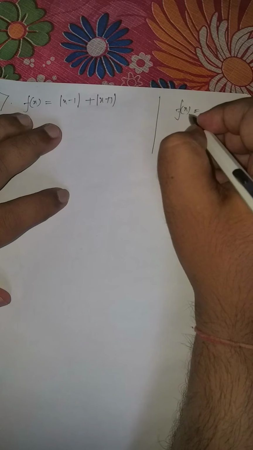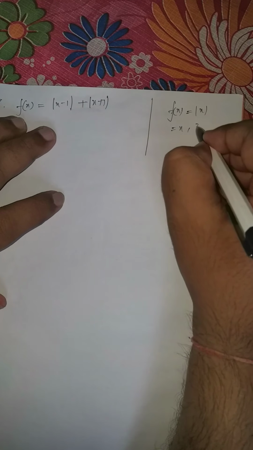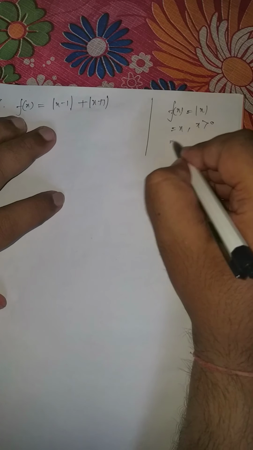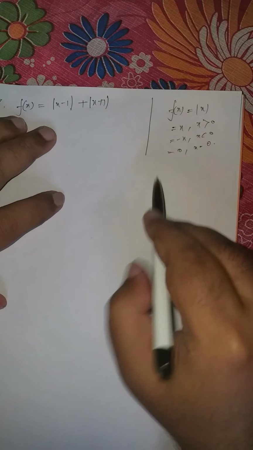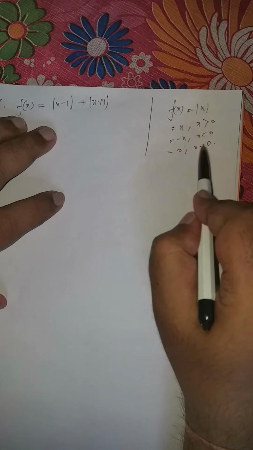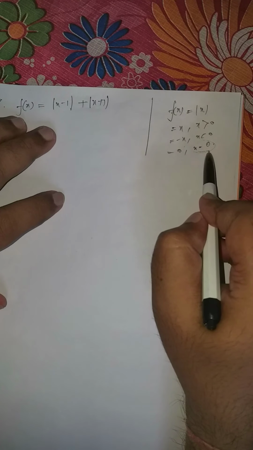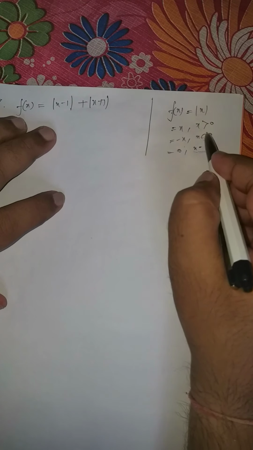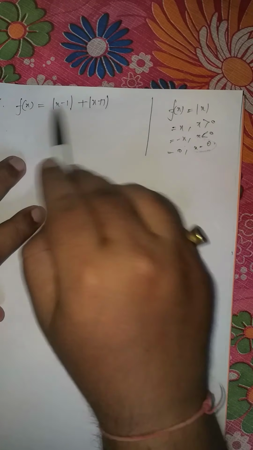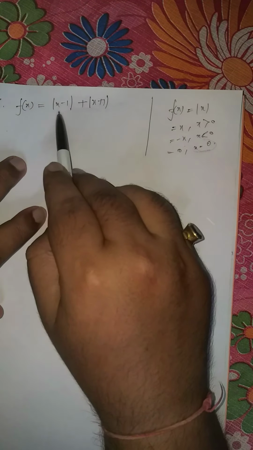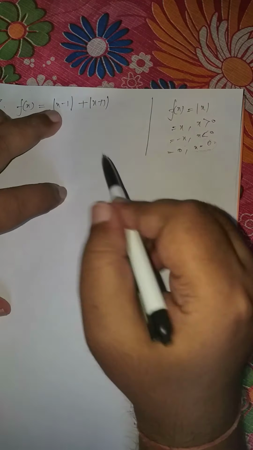See this basic thing, f(x) equals |x|. The function f(x) equals |x| is x when x is greater than 0, minus x when x is less than 0, and it is 0 when x equals 0. So in these three cases, you are equating the value to 0, and then taking two more cases, one greater than 0 and one less than 0. In the same way, whenever you want to define a mod function, the first thing, whatever is within the mod, you first equate the value to 0, just like x minus 1.